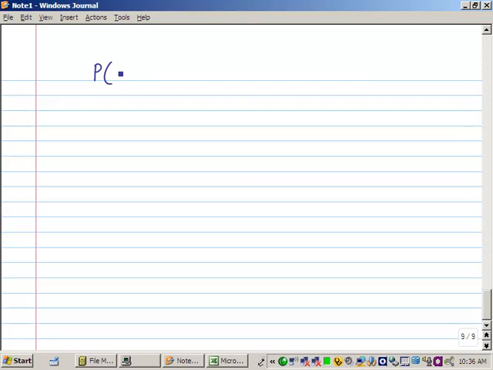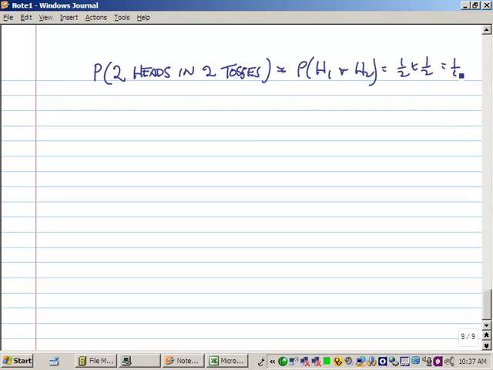And similarly, it was a probability of 2 heads in 2 tosses. Alright, probability of head on the first and head on the second, and that's a half times a half again, or a quarter. But what if I say, what's the probability of 1 head in 2 tosses?